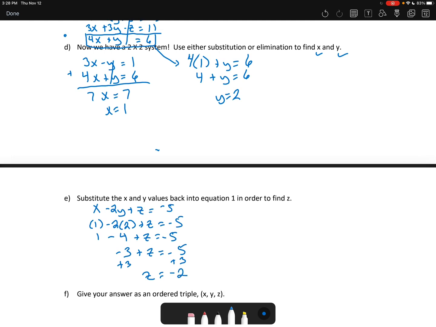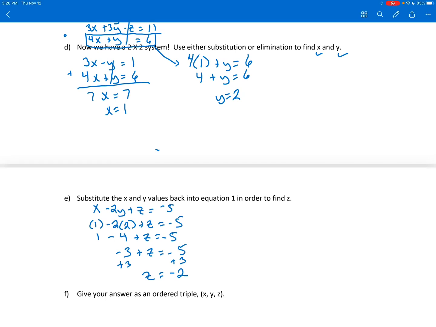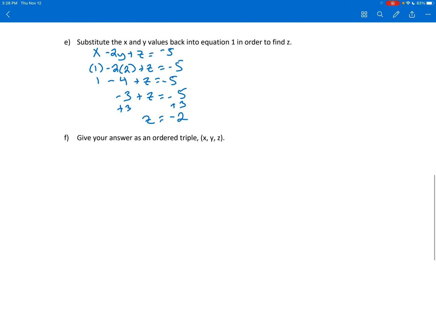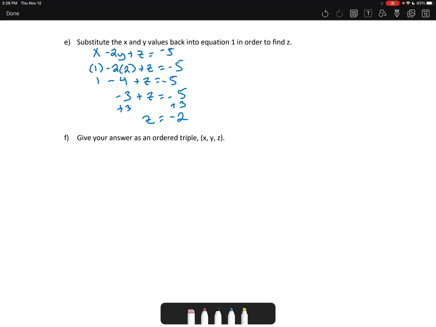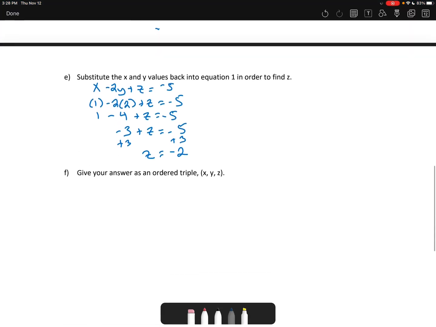It looks like z is negative 2. Your final answer for this one, because it has a unique solution, is an ordered triple with those values. So it's the x value 1, the y value 2, the z value negative 2. And that's the gist, or the basic way that you solve a system of linear equations with 3 equations and 3 variables.